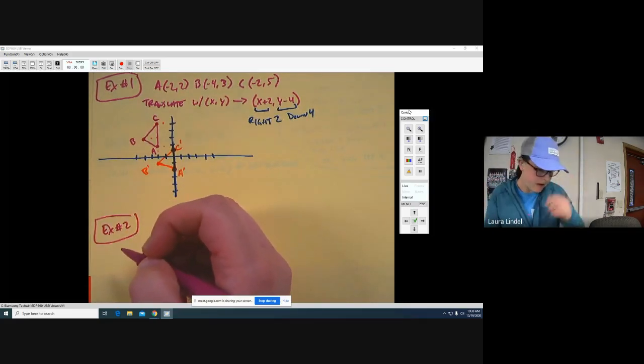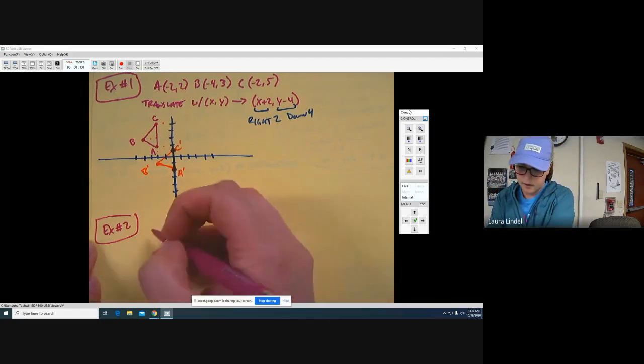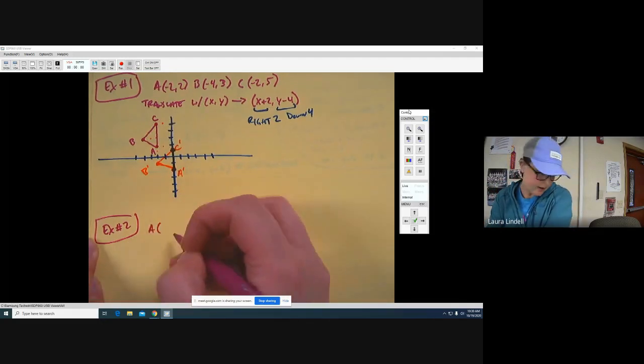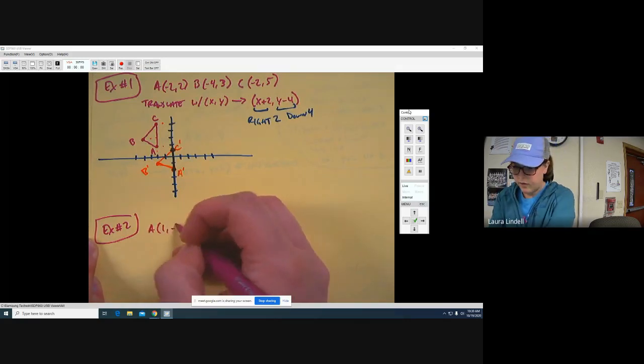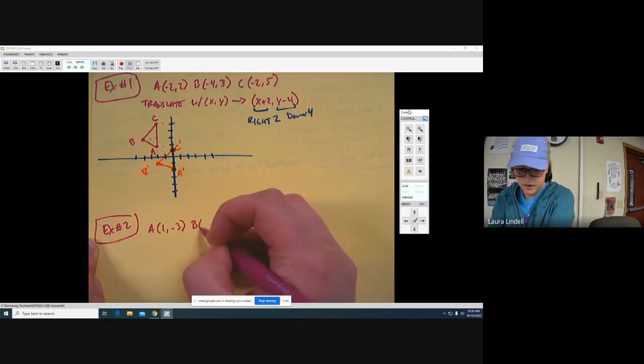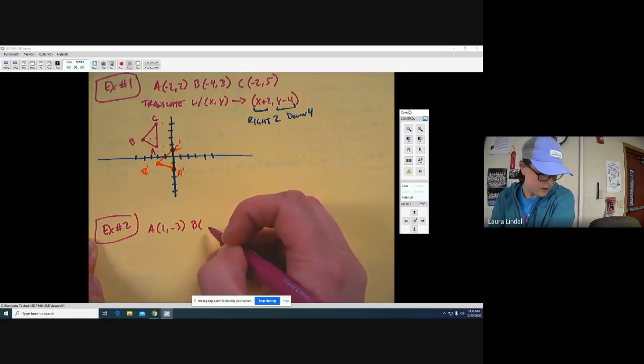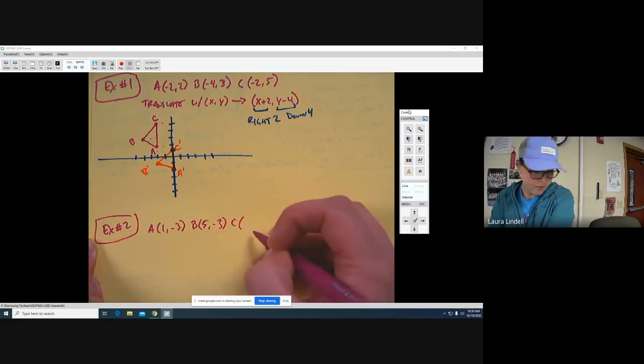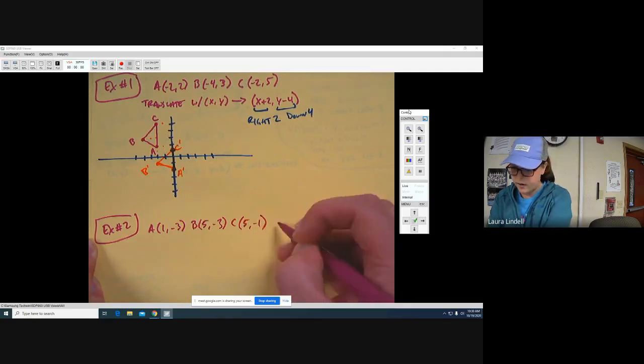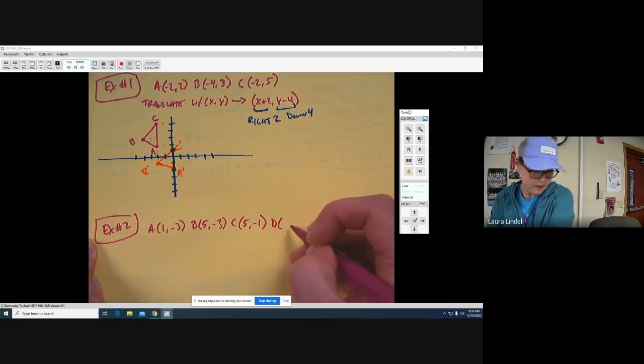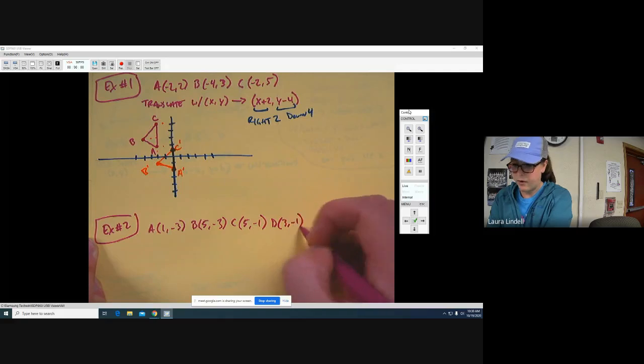Okay, so this time we are going to start with point A is 1, -3. Point B is 5, -3. Point C is 5, -1. Point D is 3, -1.